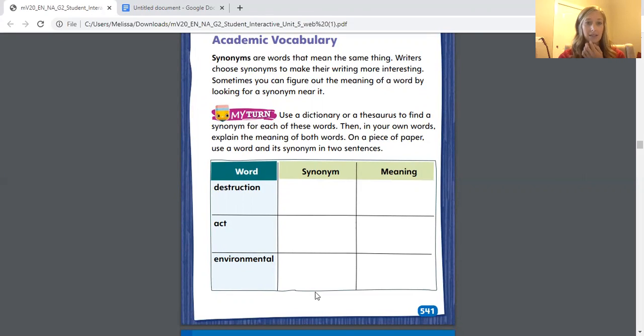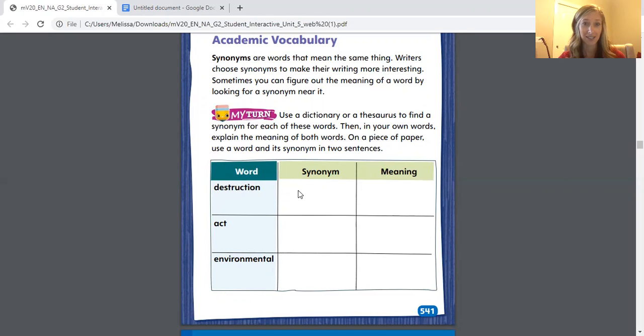So your job today is to look at these three words: destruction, act, and environmental. Write a synonym, a word that means nearly the same, and then write the meaning of that original word. So you'll be writing the meaning of the word destruction and finding a synonym for the word destruction.